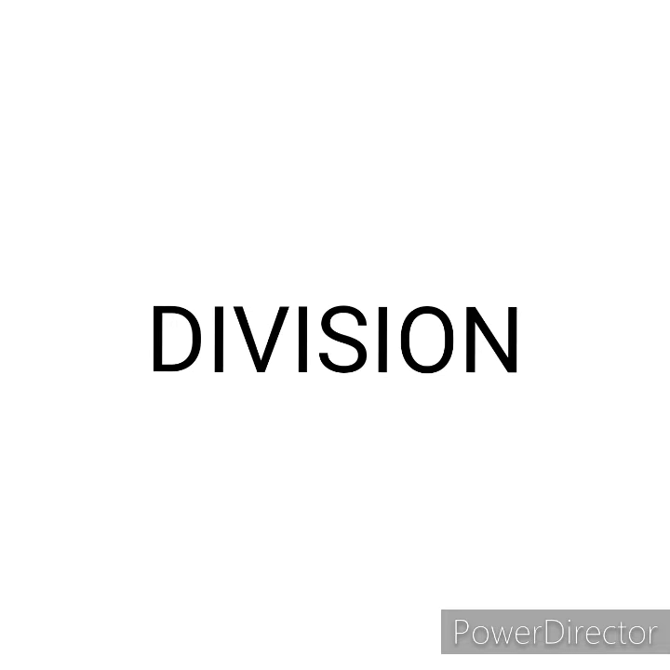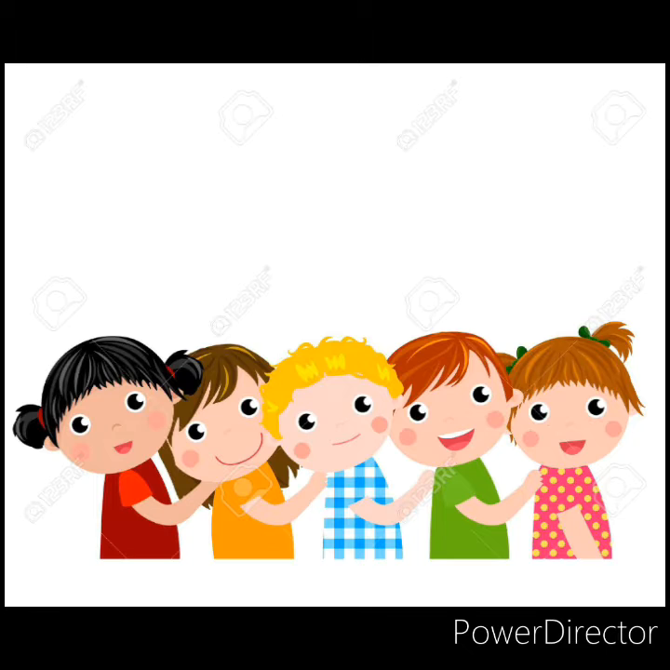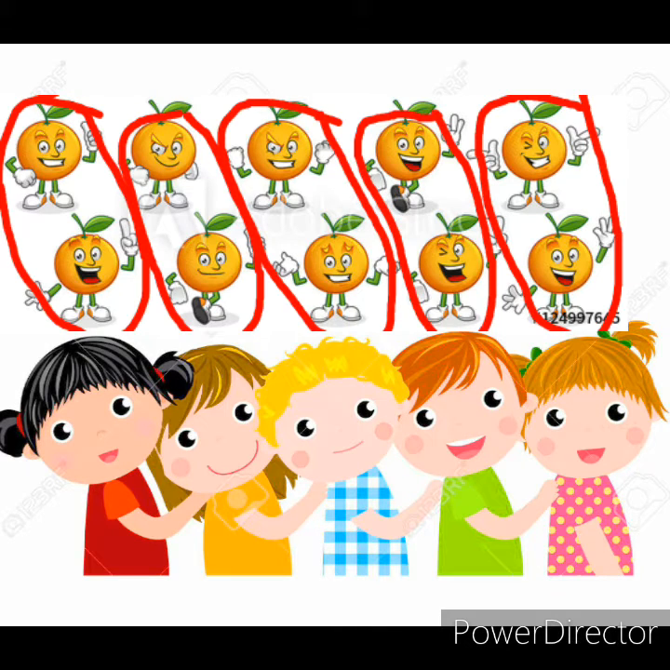Division means sharing. So let's say I have 10 oranges and I want to share it amongst 5 children. That means that each child will get 2 oranges. You can see that from the illustration. Each of the children gets 2 oranges. So I'm going to further explain this.